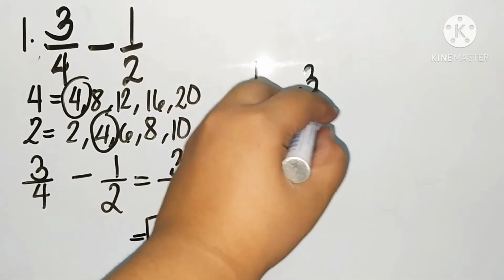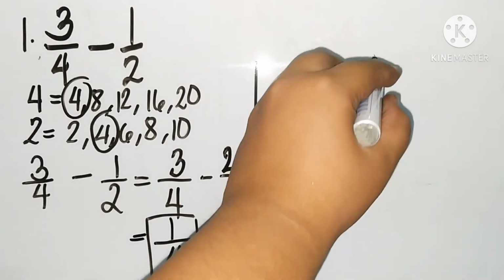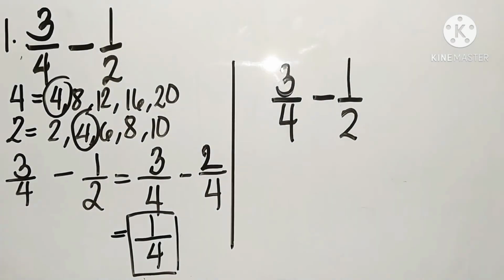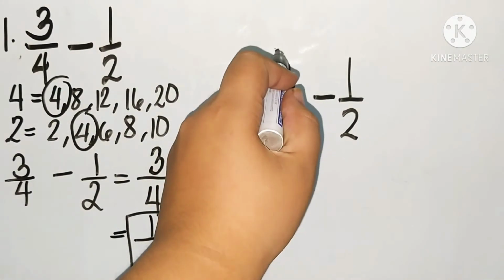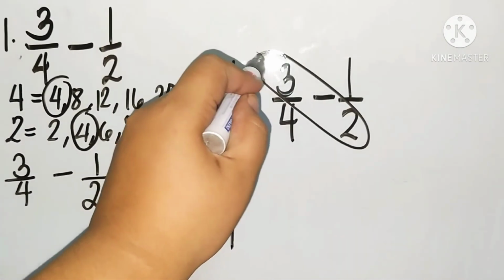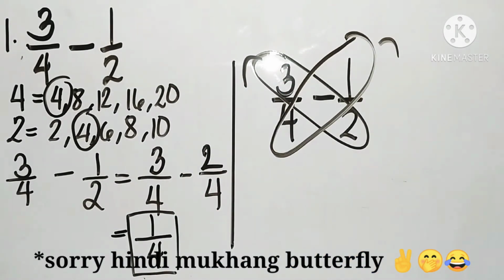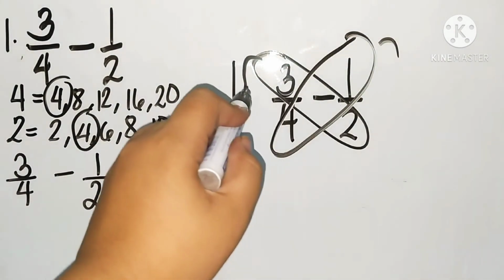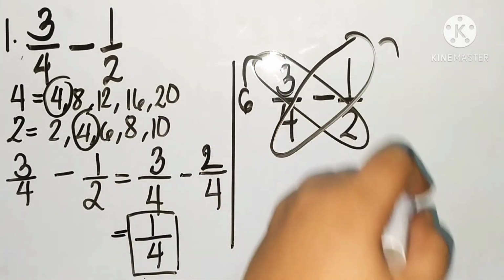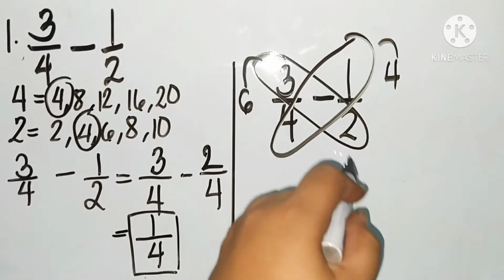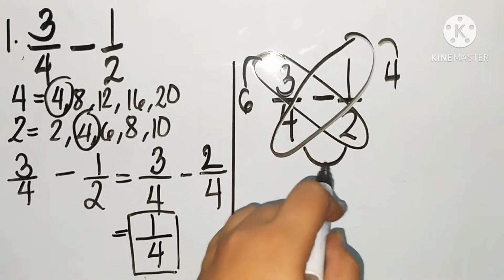3/4 minus 1/2. Una, let's multiply 3 and 2. And then, lagyan natin ng antenna. And then, later, 1 and 4. Lagyan din natin ng antenna. So, 3 times 2 is 6. 4 times 1 is 4. And then, multiply the denominator. 4 times 2 is 8.